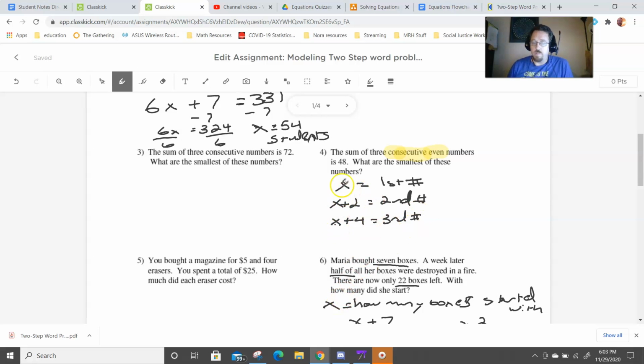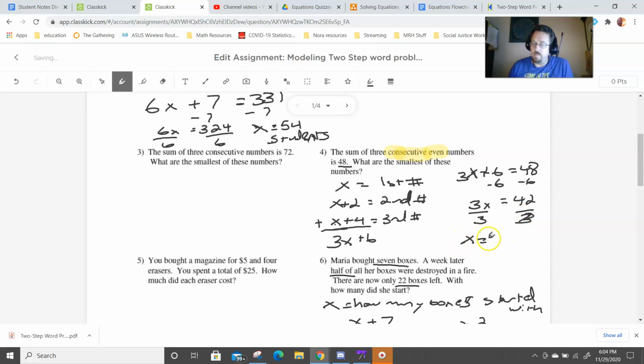Okay. So all together, I'm going to have 3x plus 6 is going to be the sum of my numbers. And that's going to be equal to 48, my total. So 3x plus 6 equals 48. All right, and I'm going to start off by subtracting 6. 3x equals 42. Divide by 3. My starting number was 14.